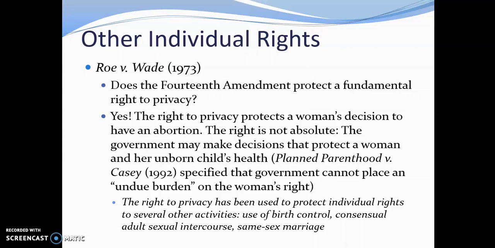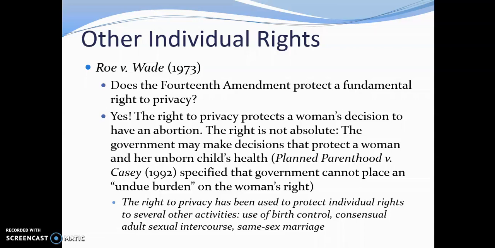The case Roe v. Wade from 1973 is asking, does the 14th Amendment protect a fundamental right to privacy? And the answer was yes. The right to privacy protects a woman's right to have an abortion. But this right isn't absolute. The government can make decisions that protect a woman and her unborn child's health. That comes from a later case called Planned Parenthood v. Casey, and it specified that the government cannot place an undue burden on that woman's right. So they can't make it so you have to jump through a million hoops to get your abortion.